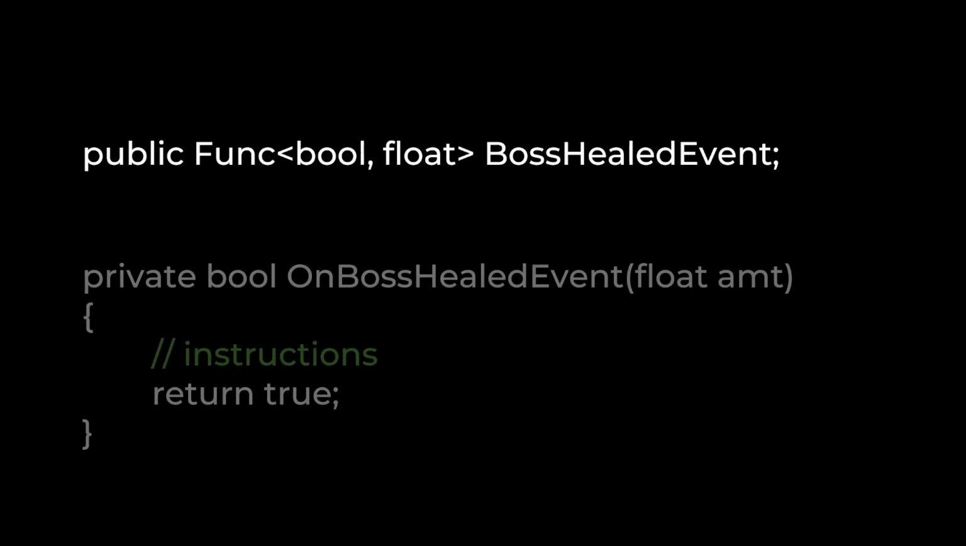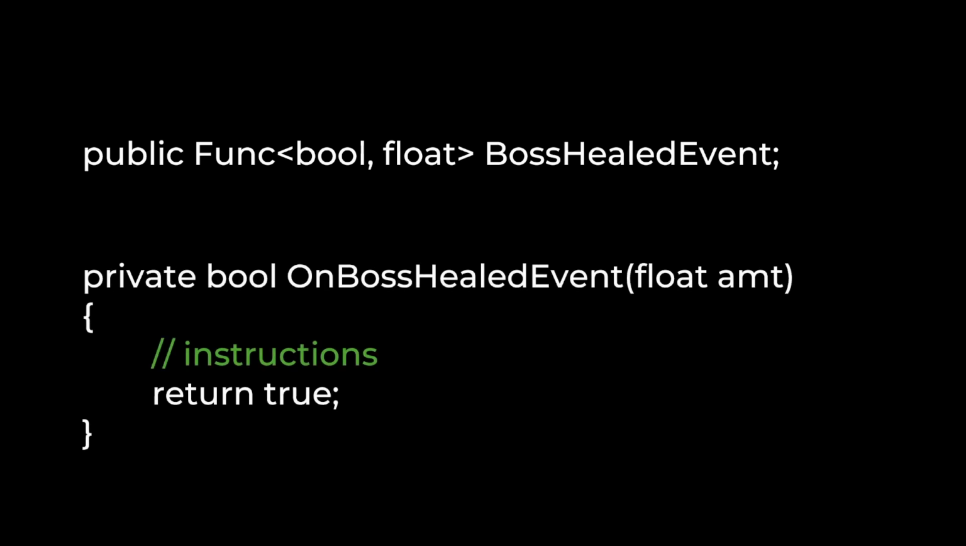In this last example, we see 2 data types in the chevrons. If you guess that the bool is the return type of the event handler and there's a single float parameter, you're following along just fine.